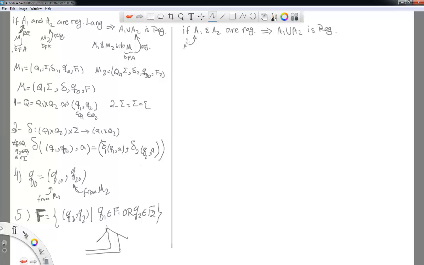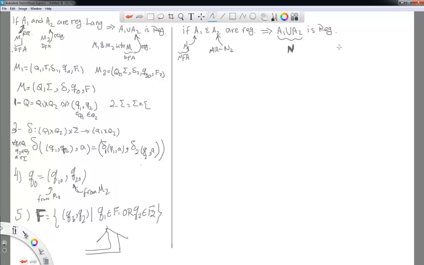We're going to suppose that there is some NFA, N sub 1, that recognizes A sub 1, and there is some NFA, N sub 2, that recognizes A sub 2. And we're going to build another NFA off of these two, N sub 1 and N sub 2, that recognizes the union of the two.